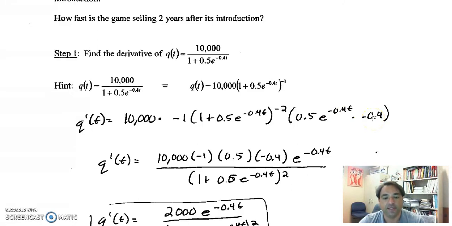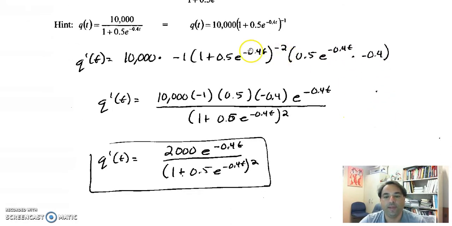times the derivative of negative 0.4 t, which is negative 0.4. So again, we did 10,000 stays in front. We followed chain rule. The negative 1 goes in front. Inside stays the same of 1 plus 0.5 e to the negative 0.4 t raised to the negative 2, because negative 1 minus 1 is negative 2. Then we take the derivative of the inside, like chain rule says. Derivative of 1 is 0. But to take the derivative of 0.5 e to the negative 0.4 t, we have to take the special case of e. So the 0.5 stays in front. Rewrite it, e to the negative 0.4 t, times the derivative of negative 0.4 t, which is negative 0.4.